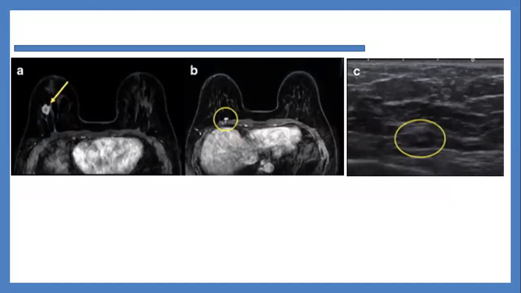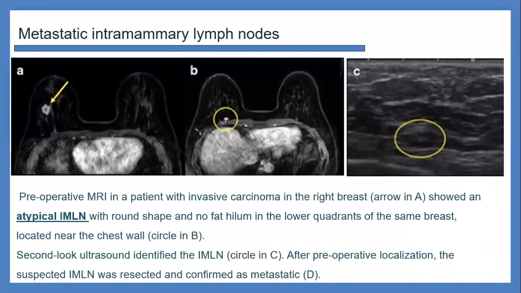So it shows, yes, it looks like an oval, but the margins are irregular, indistinct margins. It looks a little bit heterogeneous with indistinct margins. So I need to biopsy it. And the fatty hilum is small, reduced, attenuated. It is atypical.